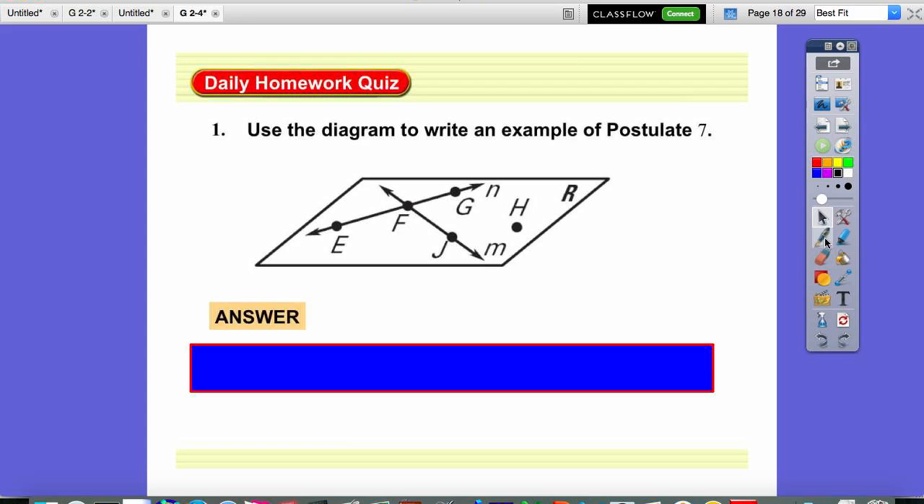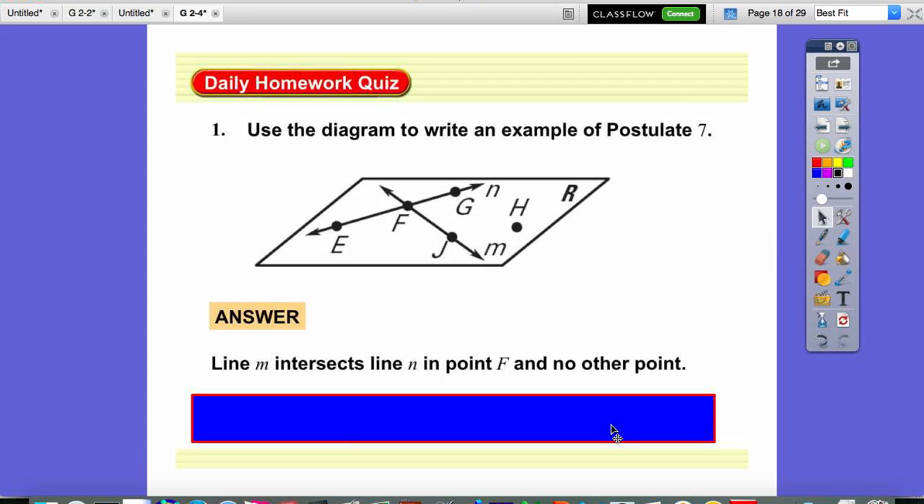Use the diagram to write an example of postulate 7. Well, you may not remember what postulate 7 is, but line M intersects N at point F and no other point. So that's the postulate that says if 2 lines intersect, they intersect at only 1 point.